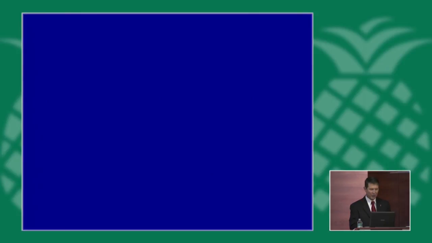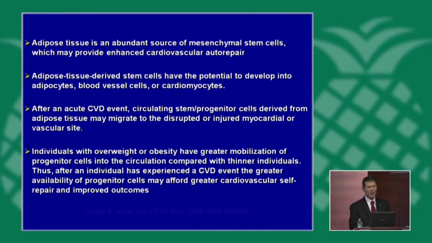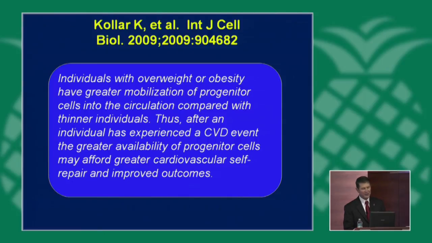And so what we see is that in the setting of an acute event, individuals who are overweight or obese have greater mobilization of the progenitor cells in the circulation compared with thinner patients. Therefore, after somebody has an acute event, the greater availability of these progenitor cells that can go to sites of injured myocardium afford greater cardiovascular self-repair and improved outcomes. Fascinating topic, fascinating area.